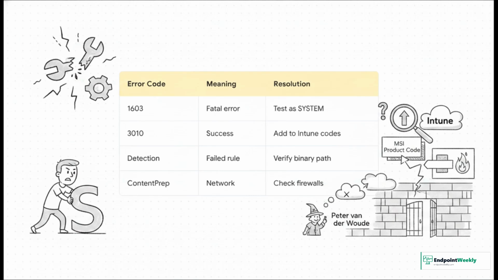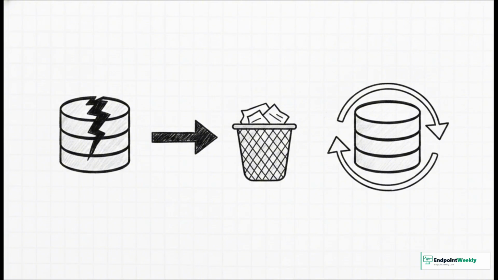And if you see detection failed, MVP Peter van der Woude has a great tip. Never detect on an MSI product code alone for complex apps. Always detect on the actual binary the user will run, because MSI codes often completely miss partial installs or upgrade failures. Oh, and here is an absolute gem from MVP Rudy Ohms.